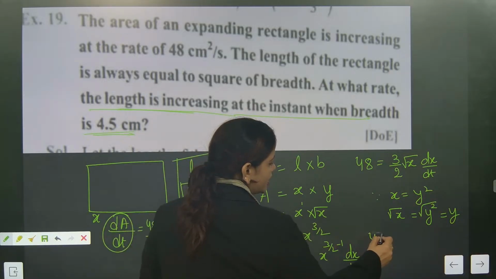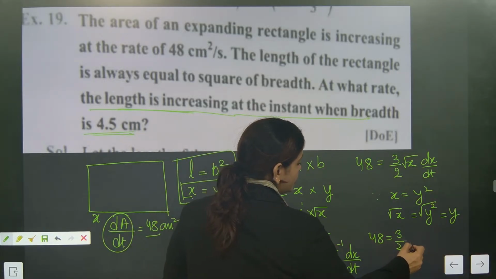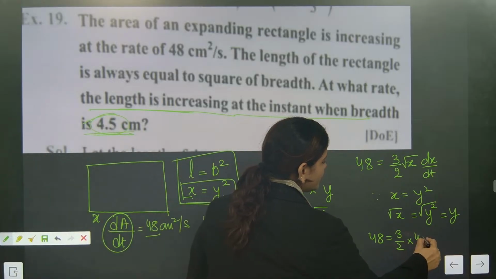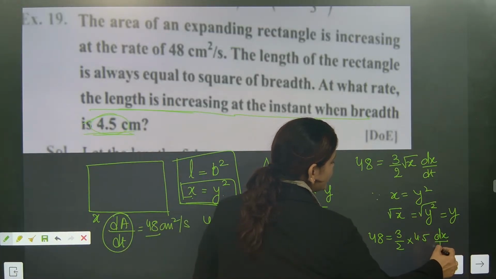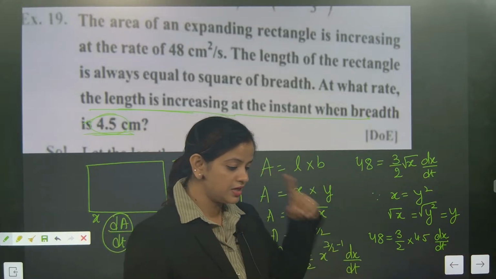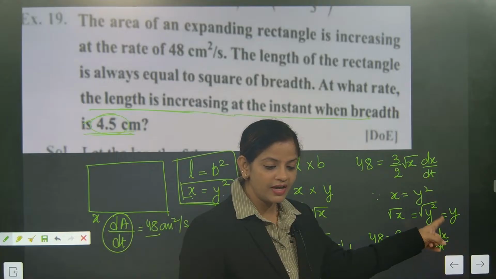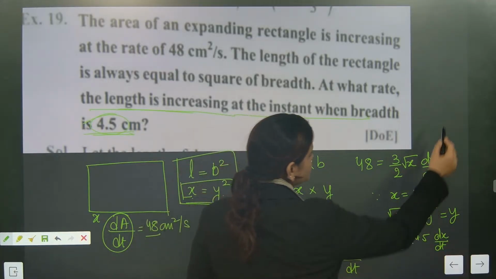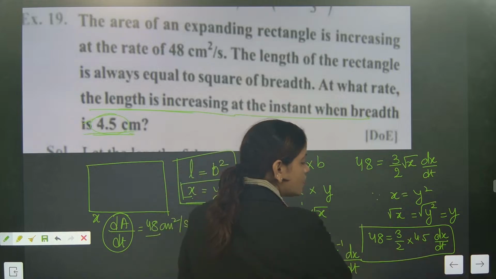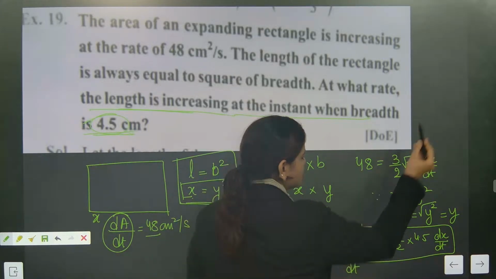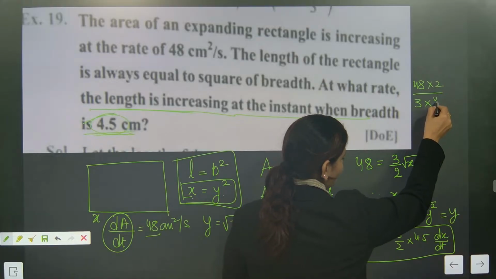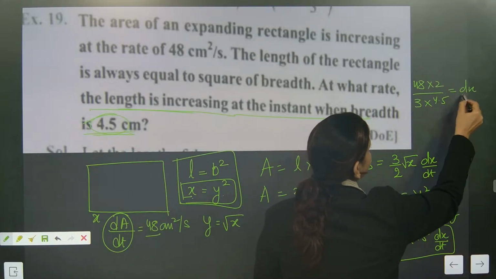So here 48 is equal to 3 by 2 into the y value, because the breadth value is given as 4.5. So here it will become 4.5 dx by dt. They told the rate of change of x. Understood? Clearly understand. The rate of change of x is dx by dt. So now only the solving section is left. We have to solve this one. Understood? So now we are going to shift it this side. So it will become 48 into 2 by 3 into 4.5 is equal to dx by dt.